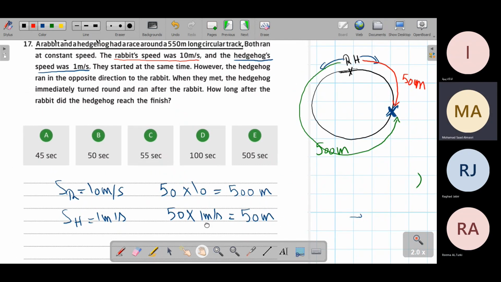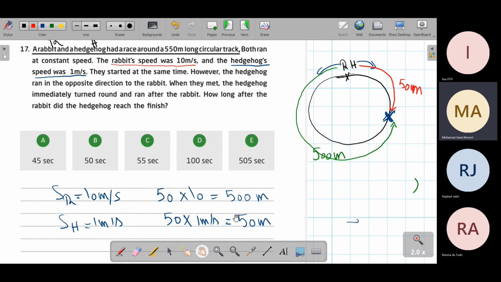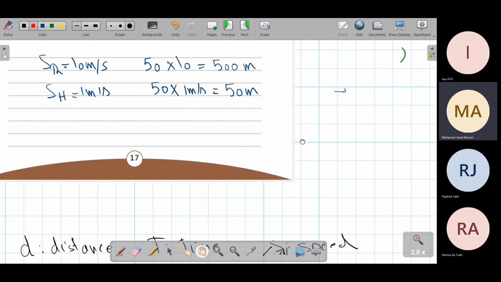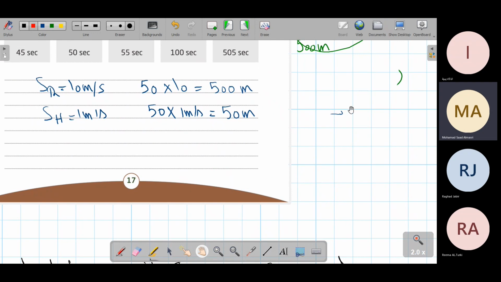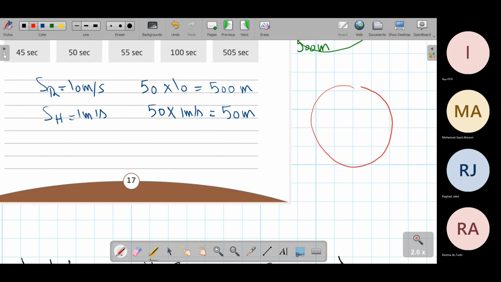Yes, 550. Okay, but now wait. I didn't find the answer. I just found where they will meet. Right. Now, in this place, let's make another figure. In this place, okay, this is the starting point. They meet here.